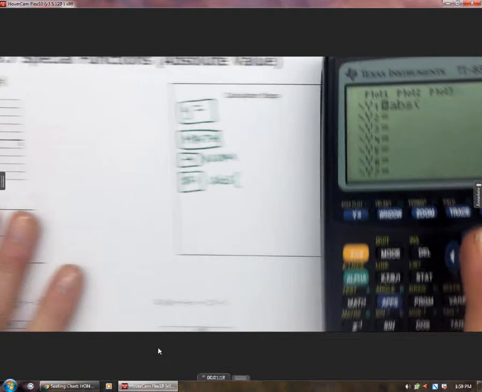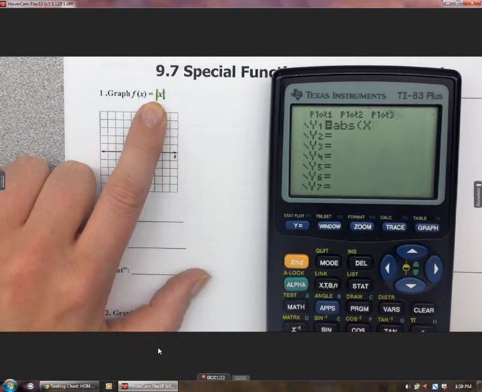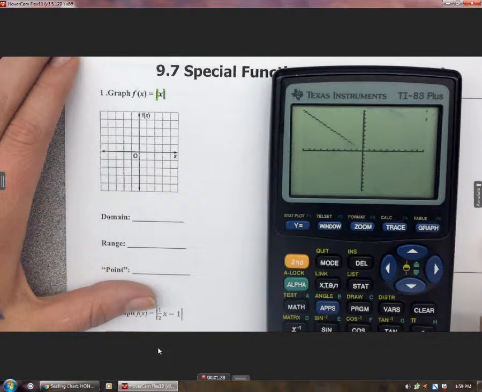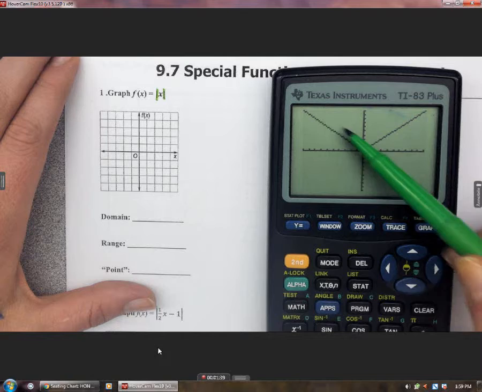So our equation is the absolute value of x. So we'll have x. And then to close your absolute value, you need the other parenthesis. And then we can just graph it. The shapes of these graphs are in a V shape. So they're like parabolas, except parabolas have that U shape. These are just like straight V's.